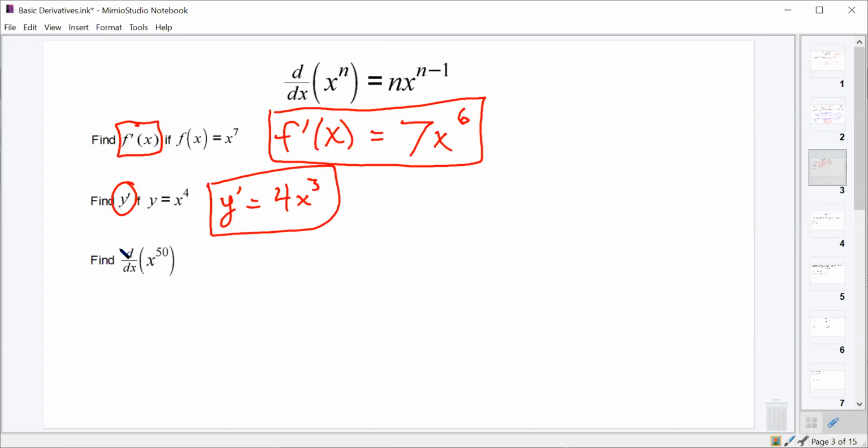And what about this one? The derivative with respect to x of x to the 50th should equal what? 50x to the 49th power.